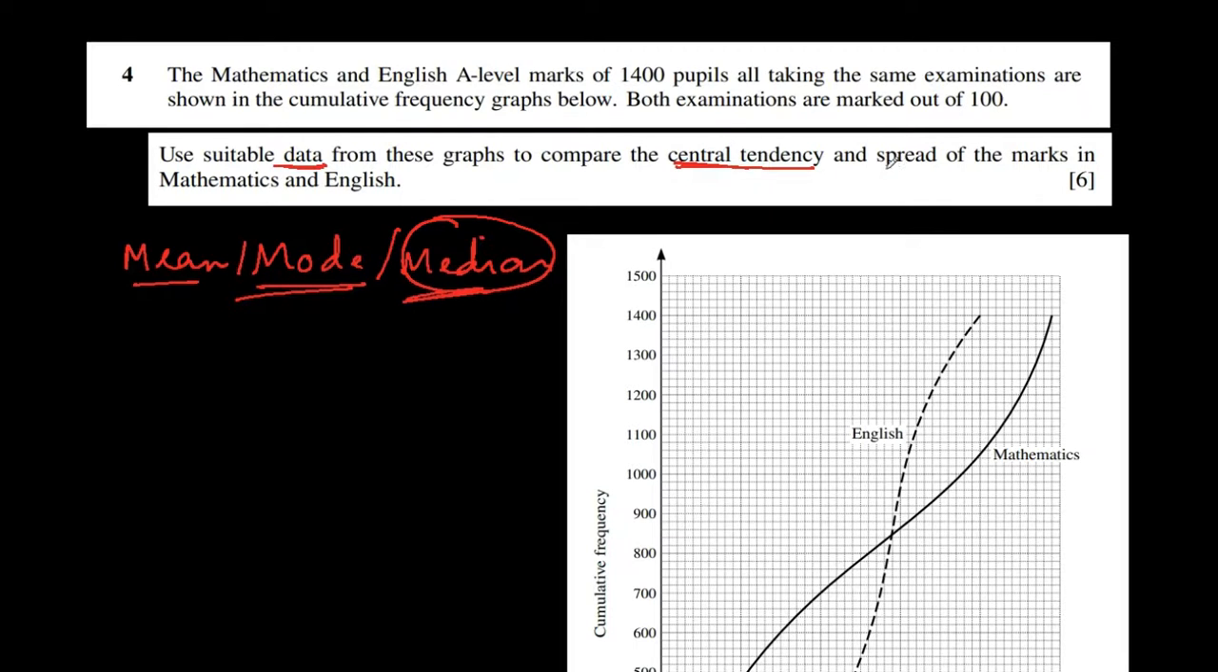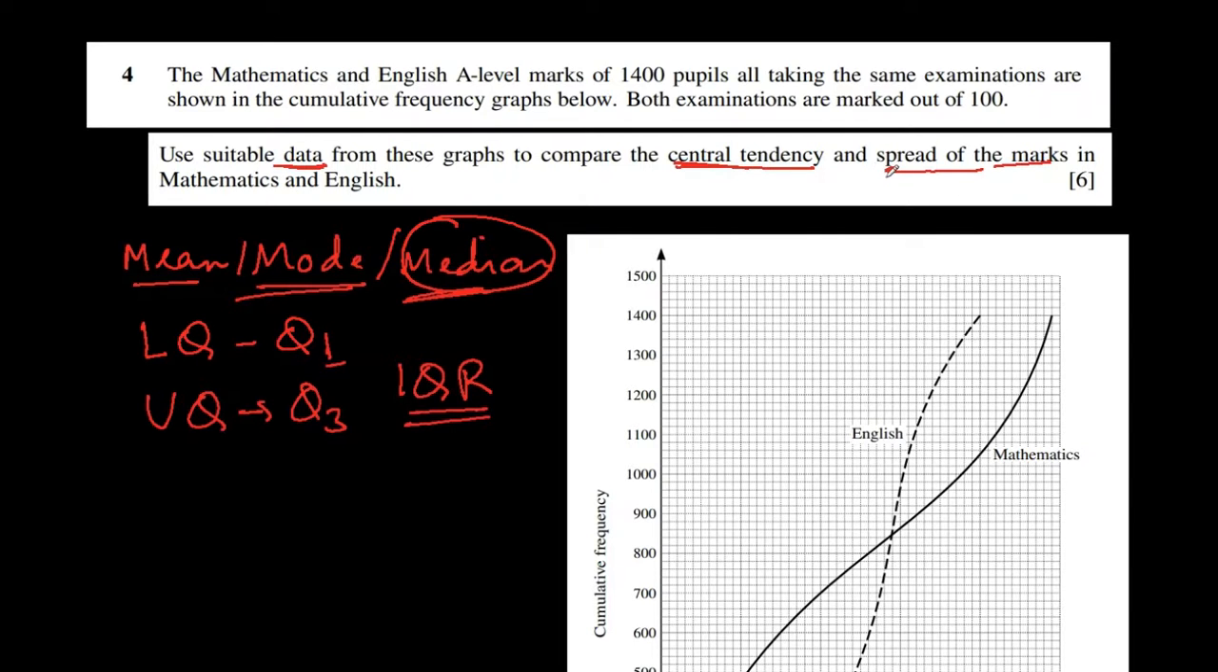And then they're saying find the spread of marks also. For spread, we can find the lower quartile Q1 and upper quartile Q3. And then we can find the IQR, the interquartile range. That will give us the spread of marks, and then we can make some statement as a result.